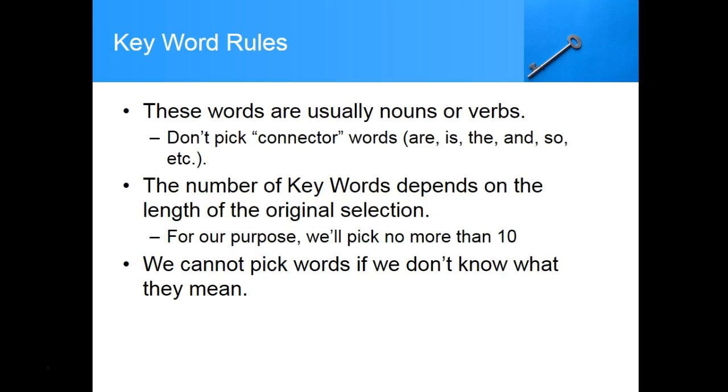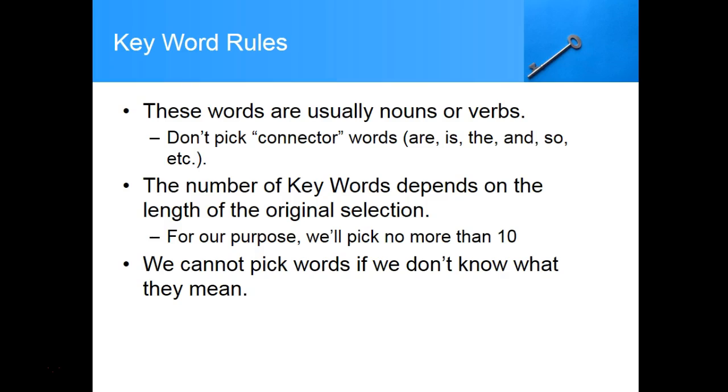So while we're looking through a document like this, it's important to look at keywords and pick them out. And so here are 3 important keyword rules you can use when you're looking for keywords in a document. First of all, these words are usually nouns or verbs. Don't pick connector words like are, is, the, so, etc. You want those concrete nouns and those action verbs. Okay? And also sometimes adjectives can work as well, some of those descriptive words.